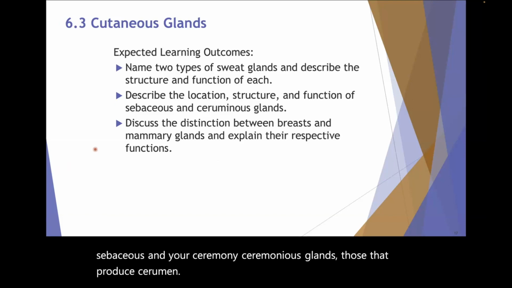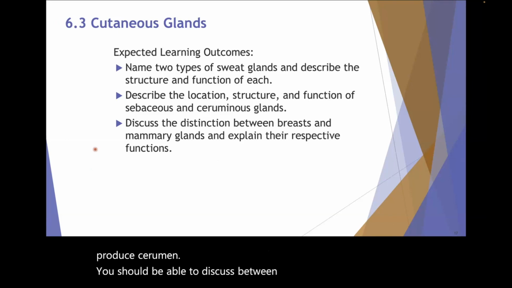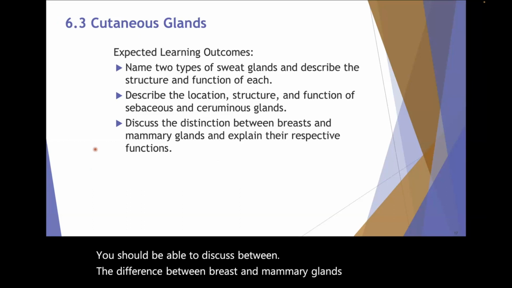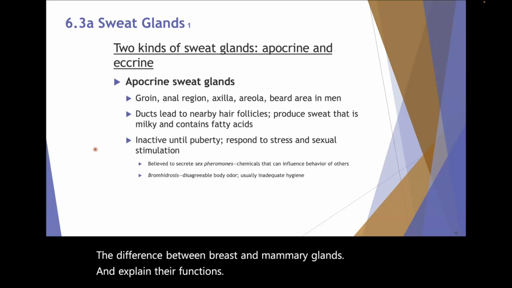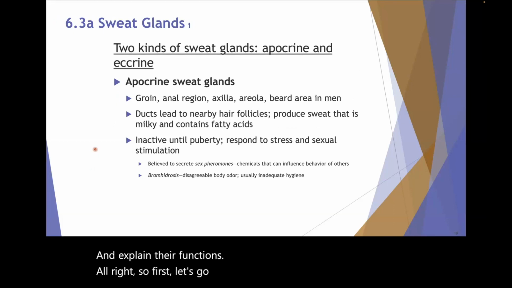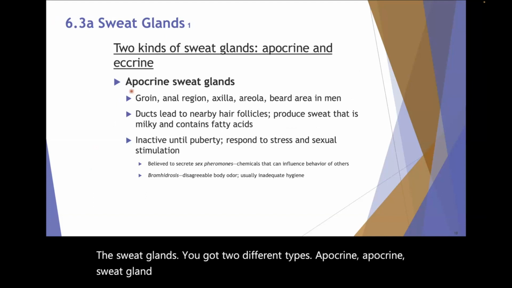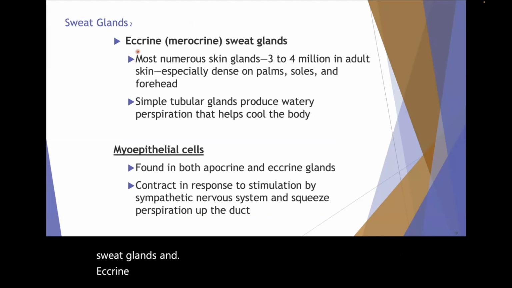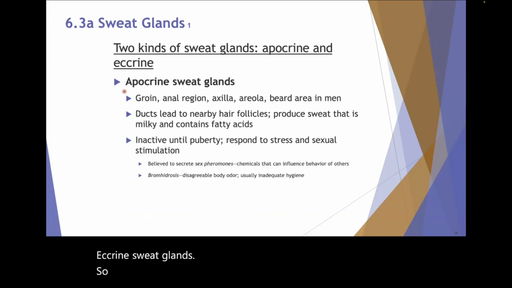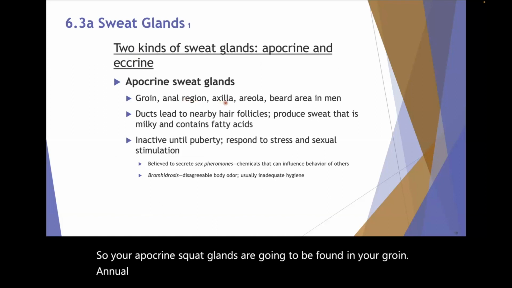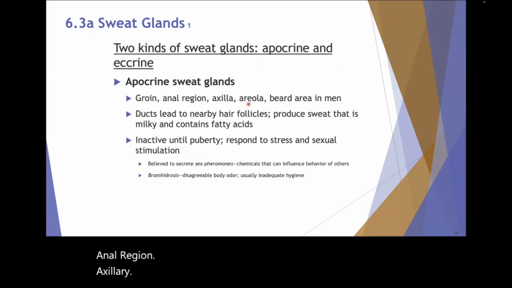You should be able to discuss the difference between breast and mammary glands and explain their functions. All right, so first, let's go with the sweat glands. You've got 2 different types, apocrine sweat glands and eccrine sweat glands. So your apocrine sweat glands are going to be found in your groin, anal region, axillary, areola, and in the men, you're going to find it in the beards.